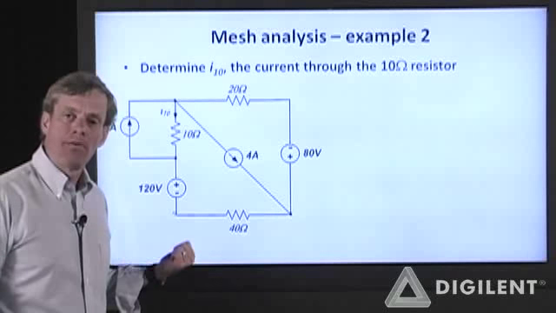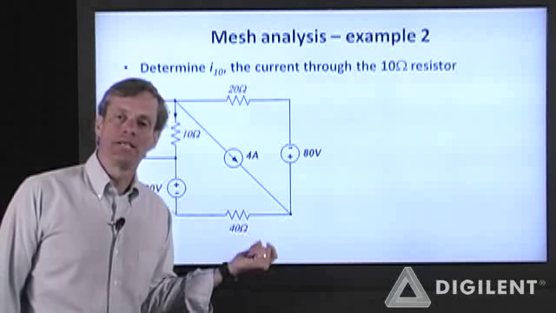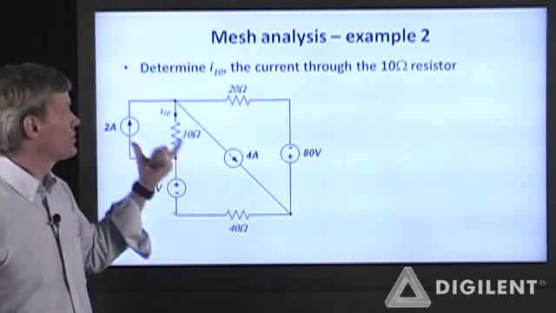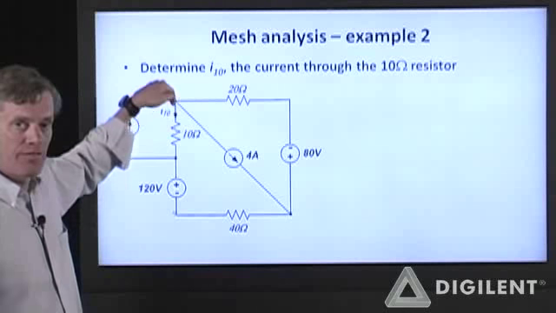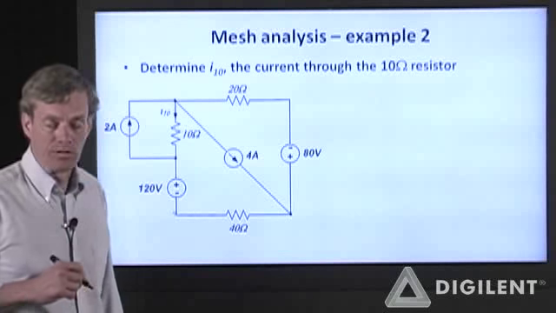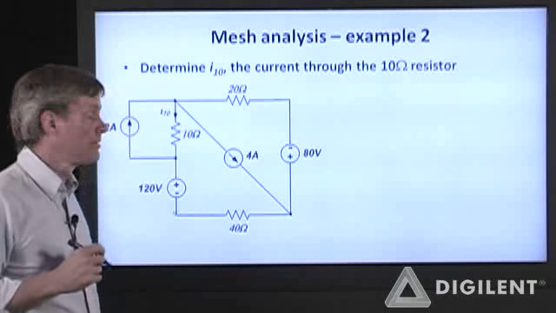Let's do another example of a circuit which contains current sources and thus is more easily analyzed using constrained loops. Okay, for this particular circuit, we want to determine I10, the current through the 10 ohm resistor. It's assumed to be positive downwards. Okay, we don't know the actual final direction, we're assuming this.